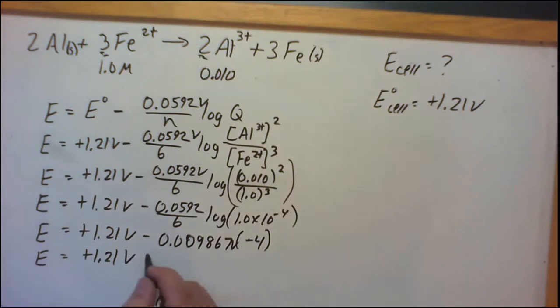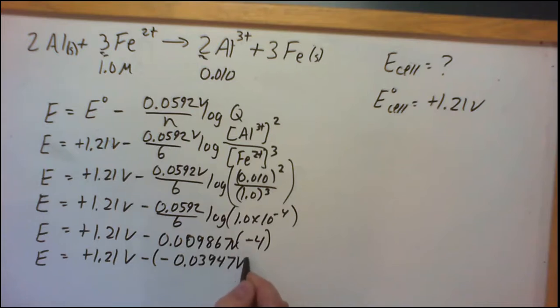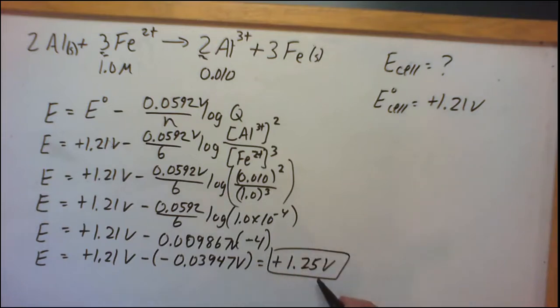So finally we have E is equal to positive 1.21 volts minus this product, so negative 4 times 0.009867 gives us a negative 0.03947 volts. So our cell potential under these non-standard conditions is 1.21 volts minus that number, which gives us a still positive 1.25 volts. So this process is still spontaneous.